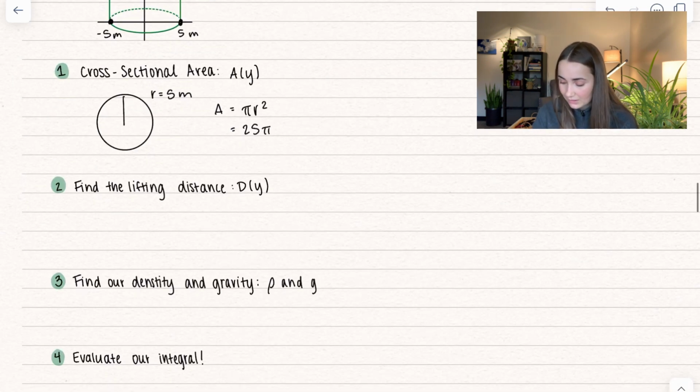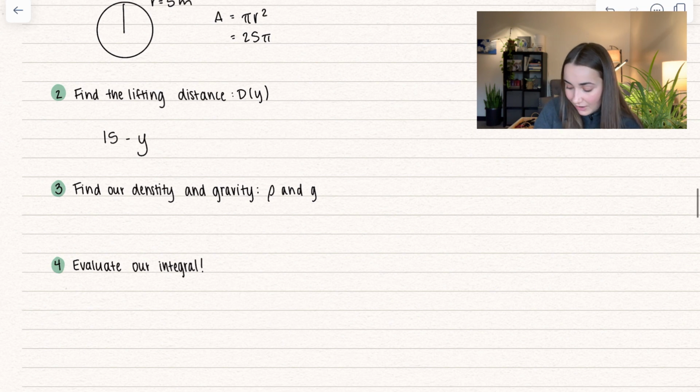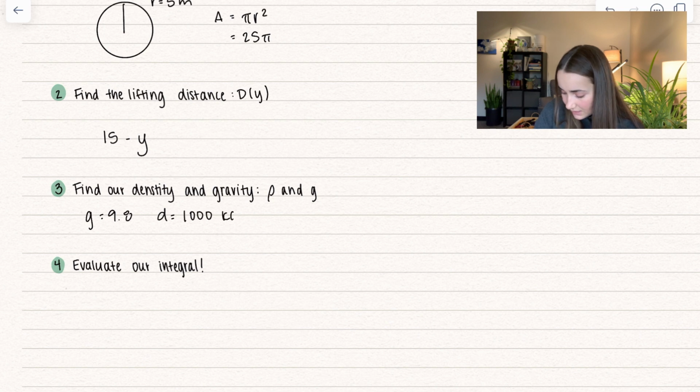Here we want to talk about the lifting distance. So it said that we are lifting up to 15 meters above the bottom of the tank. So we have 15 and we're subtracting the level of the water. So here we have 15 minus y, right? So we're going to use density and gravity. Gravity is nice. We know that this is 9.8. And we're going to use the density of water, which is 1,000 kilograms per cubic meter.